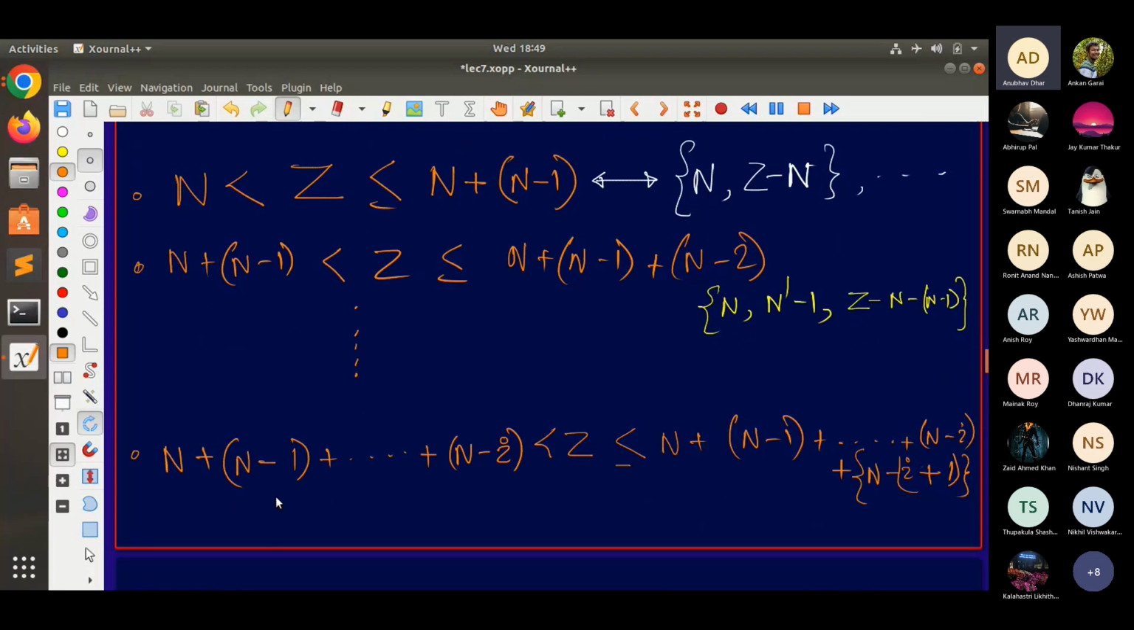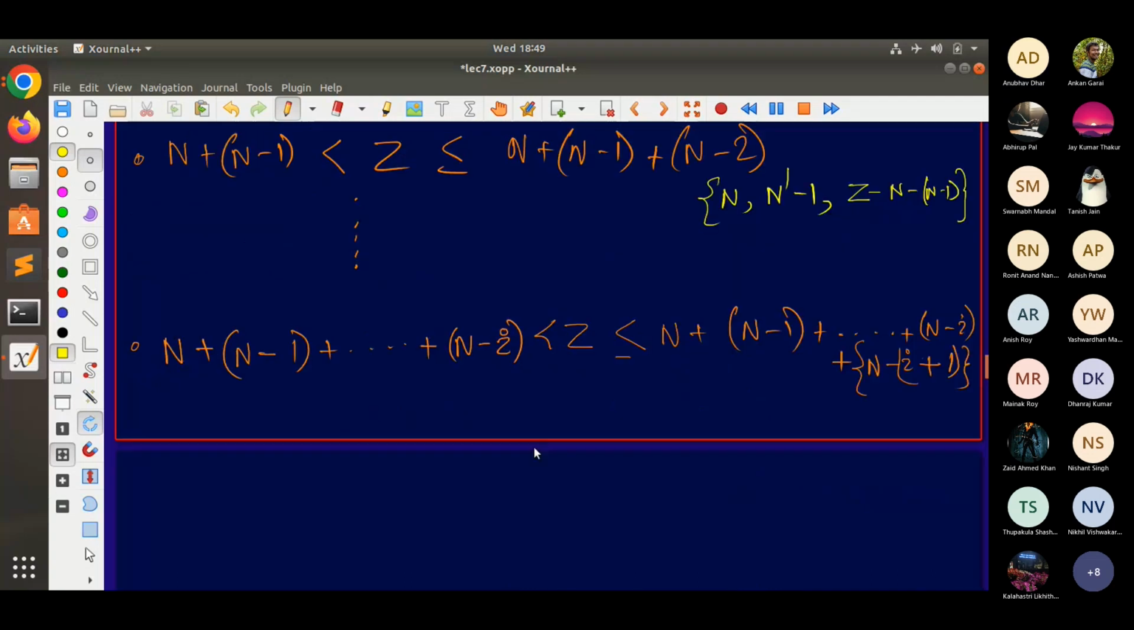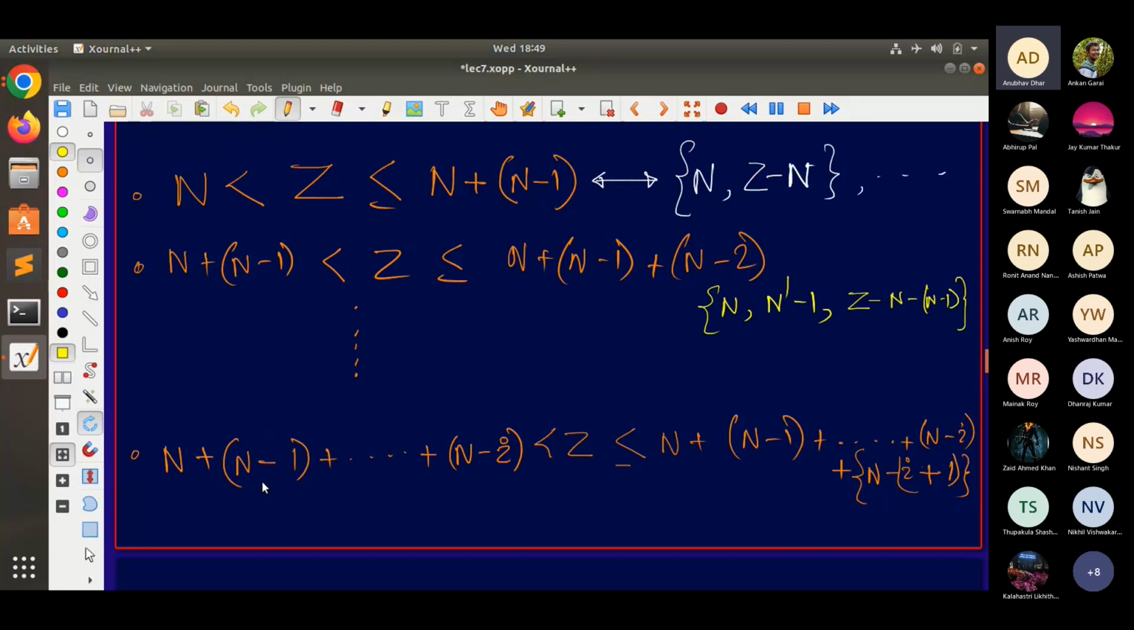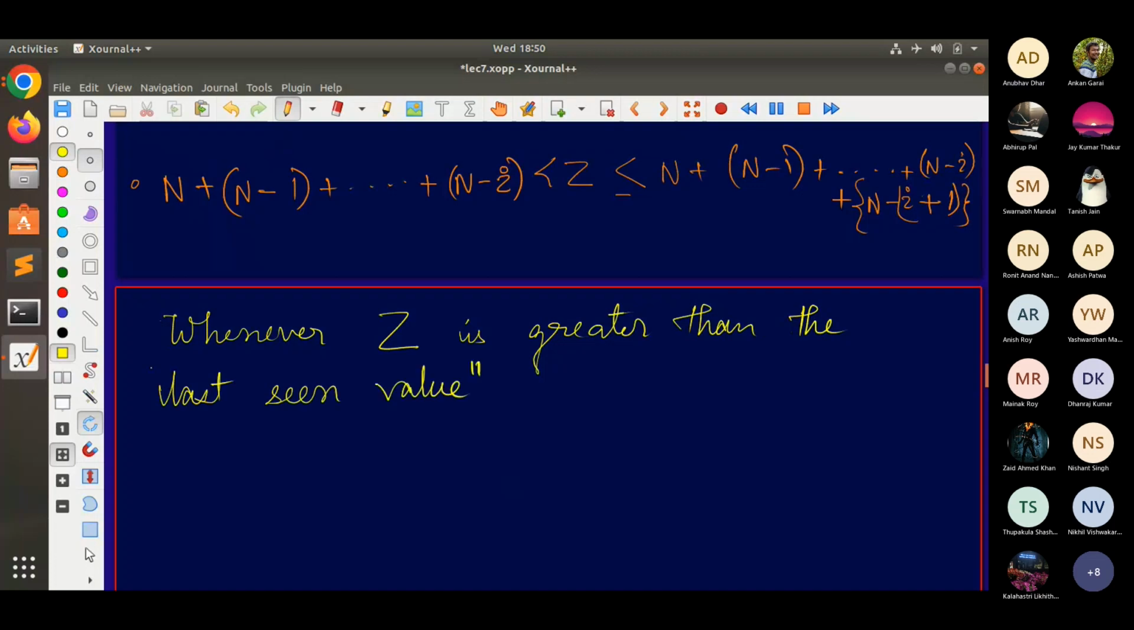Okay, I hope it's clear. Basically what we are doing is, if z is greater than n, then we are definitely taking n. After taking that, if z is still greater than n minus 1, then we are taking n minus 1. Then even after taking n minus 1 into the partition, if it's still greater than n minus 2, and so on up to n minus i. So this basically means that whenever z is greater than the last seen value, then take it.